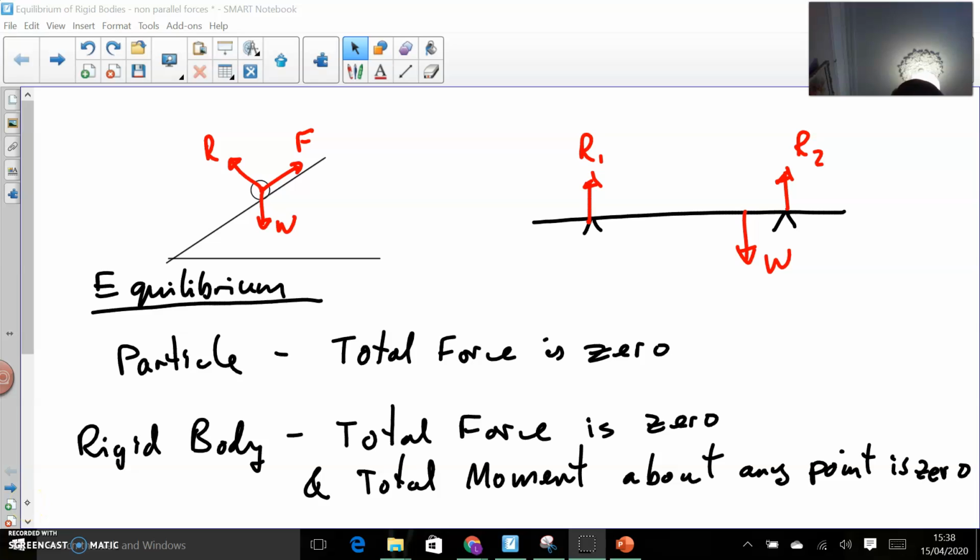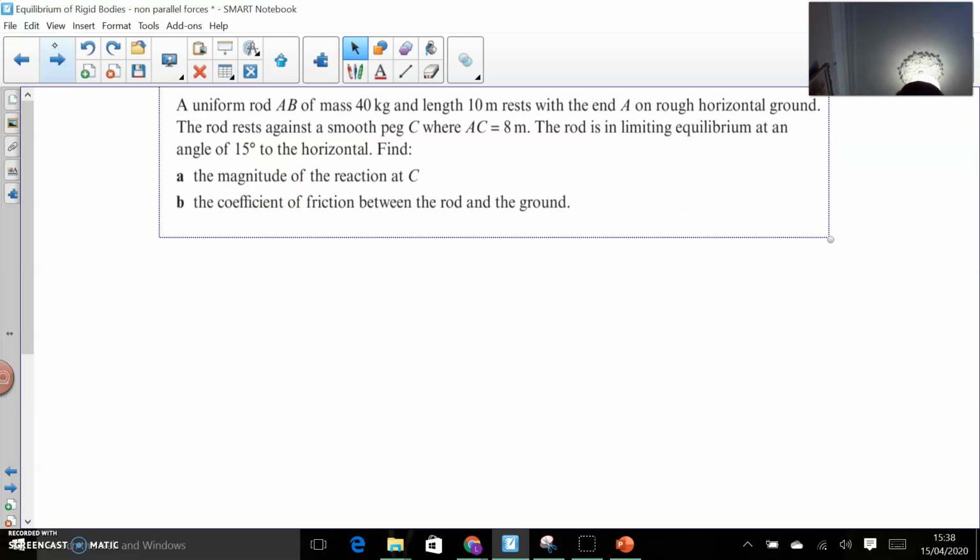So these problems, the particle and the horizontal rod, are two problems that we've covered already. What we're going to do now is problems where the rod is not horizontal. So I'm now going to go through example 7 on page 142.